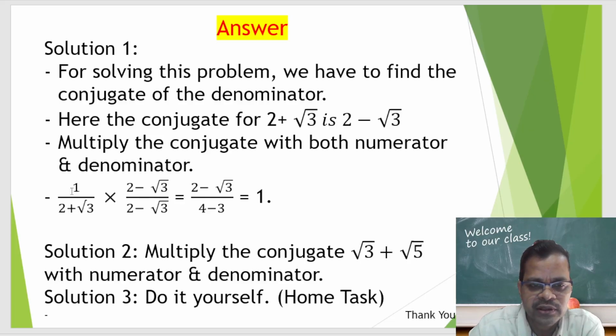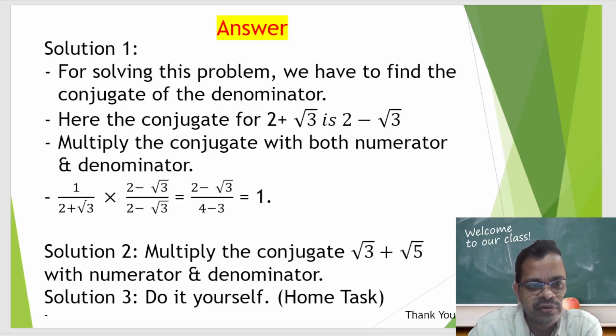Multiply it. In the numerator it is multiplied by 1, so the number remains the same. And in the denominator, 2 times 2 is 4, and square root of 3 multiplied by minus square root of 3 is minus 3. So what kind of answer are we getting? 2 minus square root of 3 by 4 minus 3, which means 1. So the answer is 2 minus square root of 3. So the denominator gets rationalized. 1 is a rational number, there are no fractions, no remainder when you divide by it.